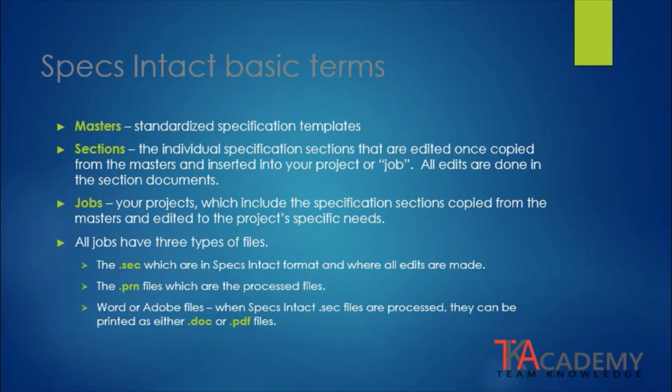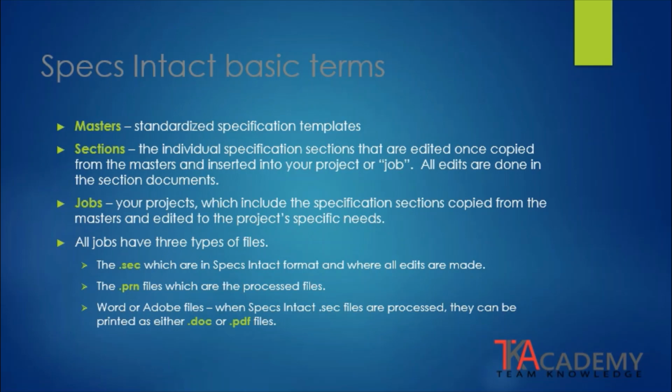All edits are done in the individual section documents. Jobs is another term for your projects, which include the specification sections copied from the masters and edited to the project specific needs. All jobs contain 3 different types of files. The SEC files are the native SpecsIntact files for all the edits are made. Each section is its own individual SEC file. There is one SEC file for every section that is included within your project or job.